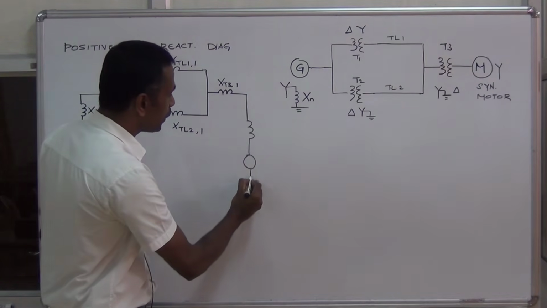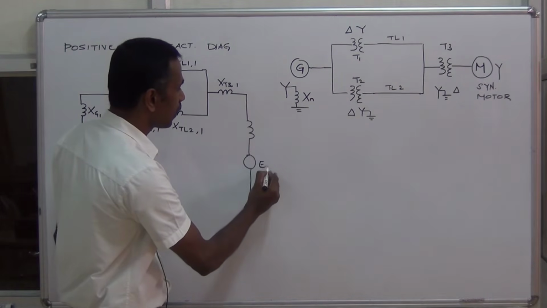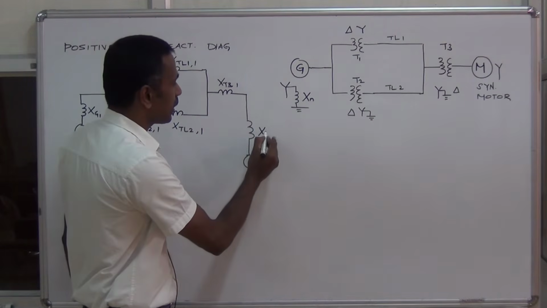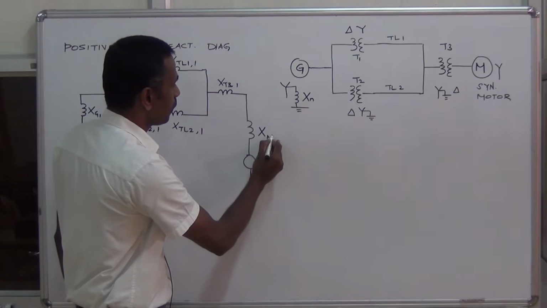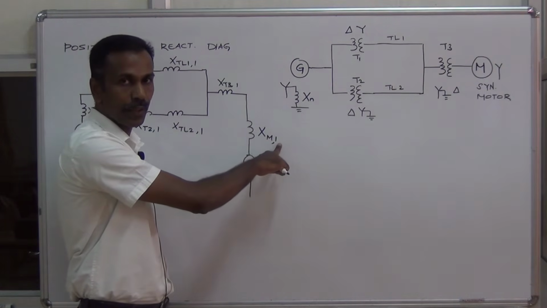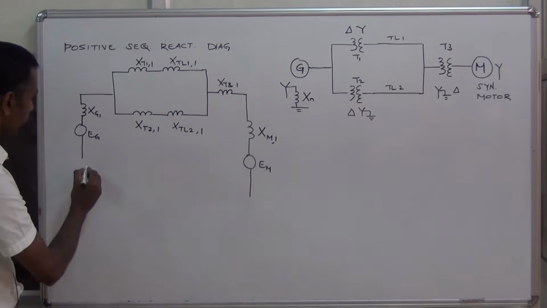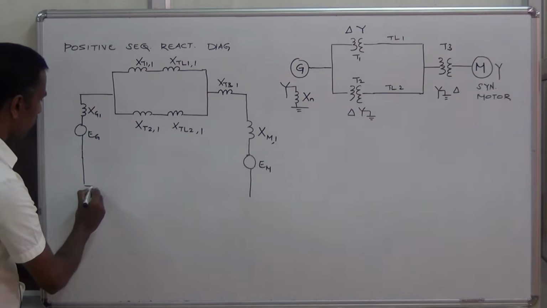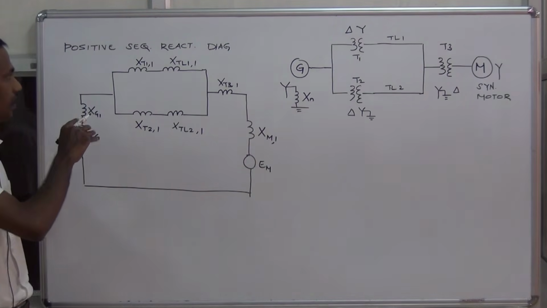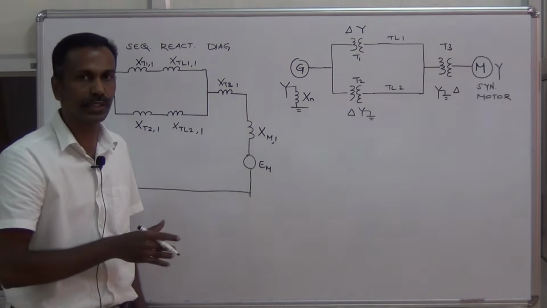Then we have the motor. When you draw the positive sequence reactance diagram of a motor, we have a voltage source Em in series with the reactance. This is the positive sequence reactance of this motor. This is the complete positive sequence reactance diagram of this particular power system.